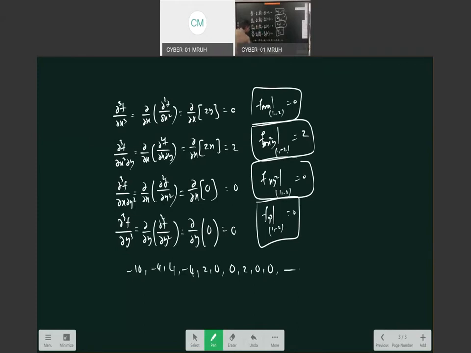So let me substitute in the same order in the formula that f of x comma y, that is x square y plus 3y minus 2, is equal to, now this is minus 10 plus x minus 1 into minus 4 plus y plus 2 into 4, plus 1 by 2 factorial into x minus 1 whole square.